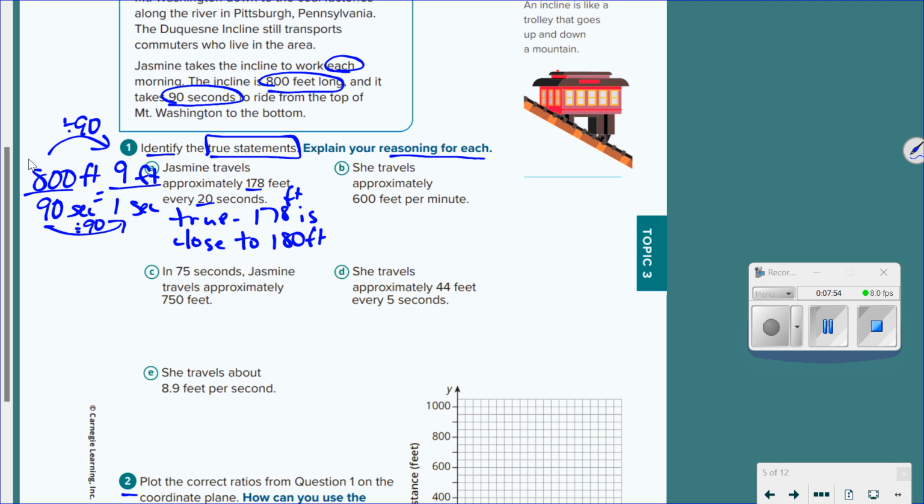Okay, what about 600 per minute? How many seconds are in a minute? 60. So 1 times 60 gives me the 60. What's 9 times 60 give me? 540. Is that close to 600? Yeah, I would not say that one is that close. So for me, B is the one that is false.